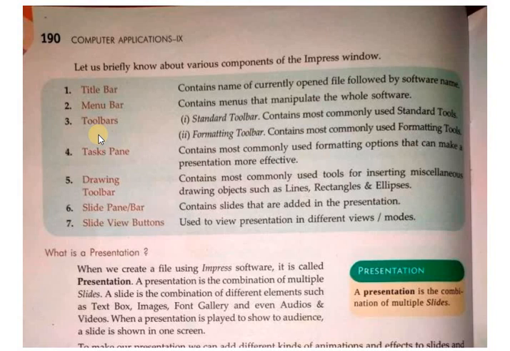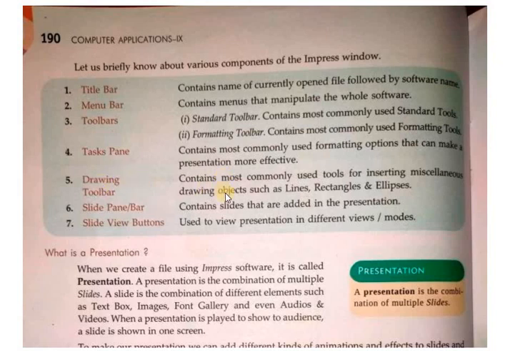That was the standard toolbar and the formatting toolbar. The standard toolbar contains the most commonly used standard tools, and the formatting toolbar contains the commonly used formatting tools like alignment, font size, etc. And the task pane. What is the task pane? It contains the most commonly used formatting options that can make a presentation more effective. And whatever formatting style you will be using continuously will appear here inside the task pane to assist you so that you can use them frequently, easily, and smoothly.